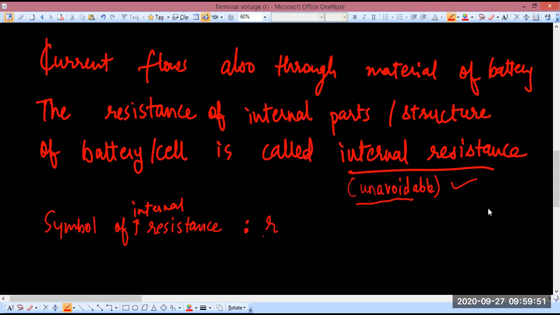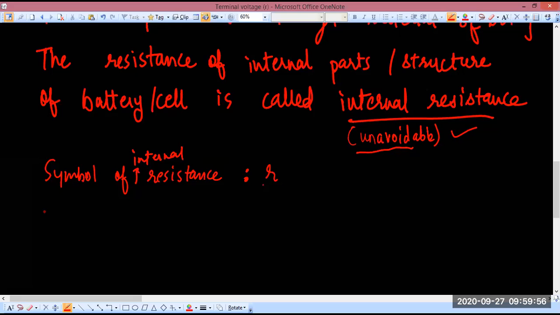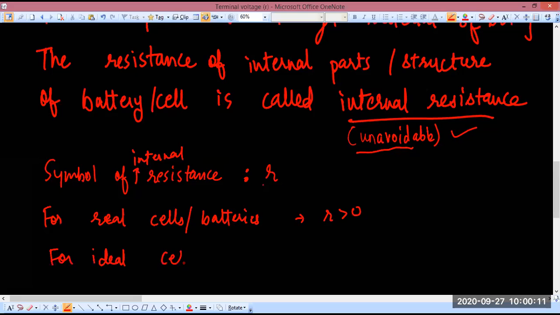All right, and we can say that for real cells or batteries, r is always greater than 0, and for ideal cell or ideal battery, r is equal to 0. Okay, yes Avinash, you are right about that.